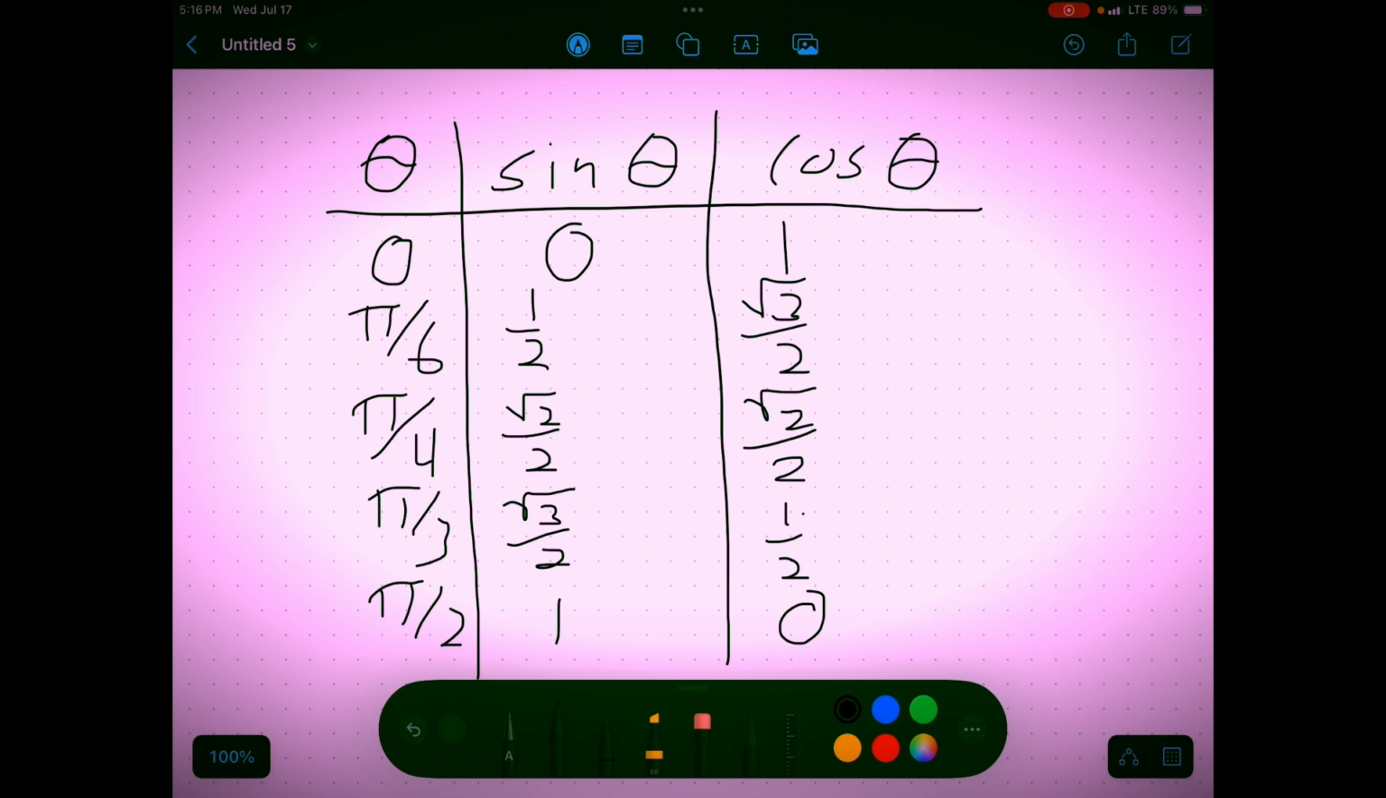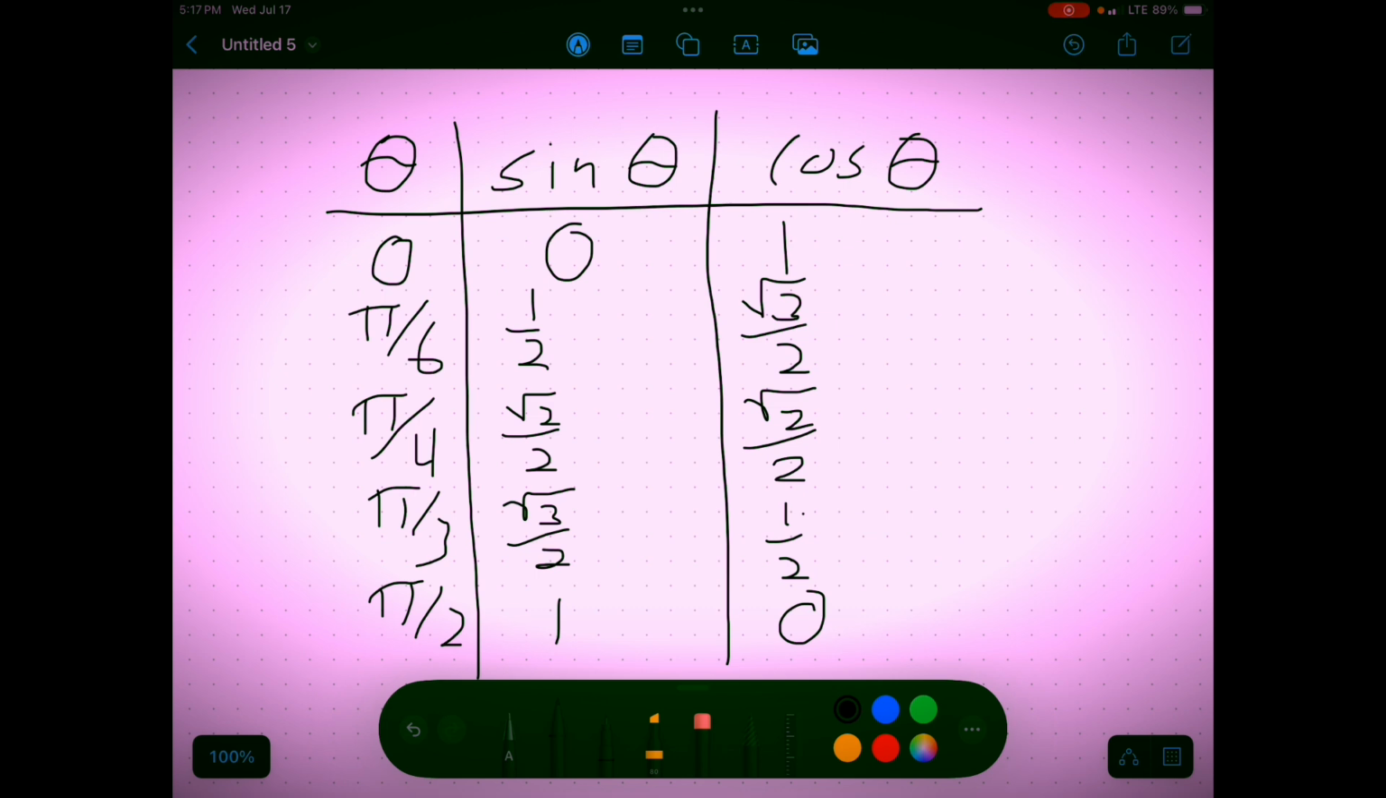Now, I think it's pretty obvious that sine and cosine are the same pattern, just in the opposite direction. We go 1, radical 3 over 2, radical 2 over 2, 1 over 2, and 0. So cosine is consistently decreasing between 0 and pi over 2. And sine goes from 0, 1/2, radical 2 over 2, radical 3 over 2, and 1. So sine is increasing from 0 to pi over 2.